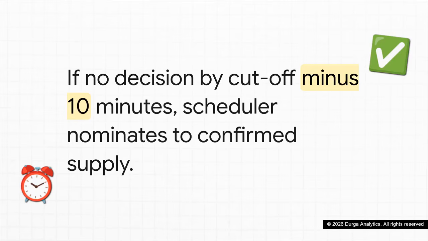To actually survive the U.S. market's control lag, you have to pre-authorize a default action. You need to write it down long before the day it's actually needed. For example, if there is no decision by cutoff minus 10 minutes, the scheduler nominates to confirmed supply. That single, simple sentence converts a catastrophic, unbounded non-decision into a known bounded cost.